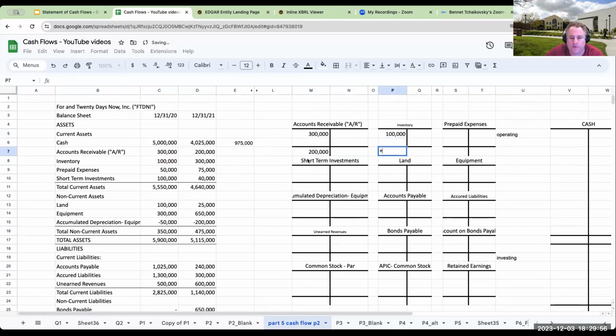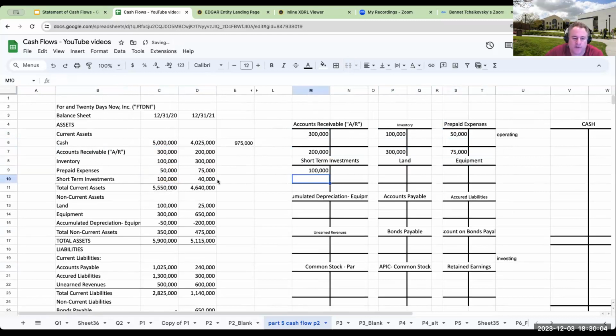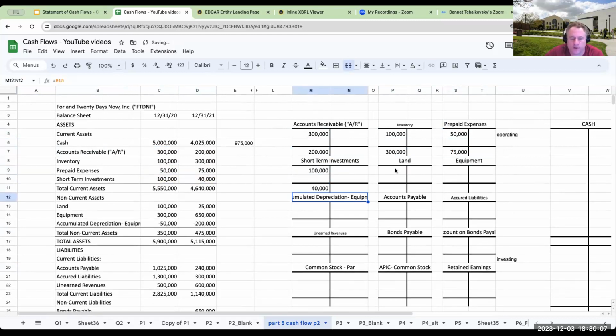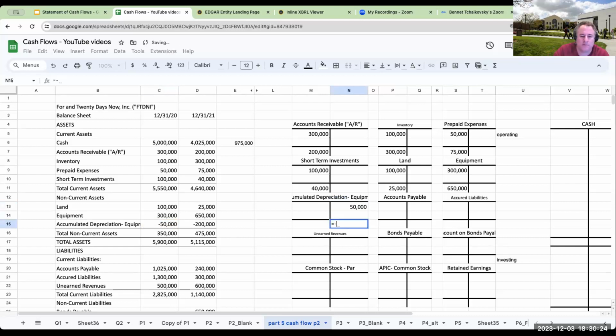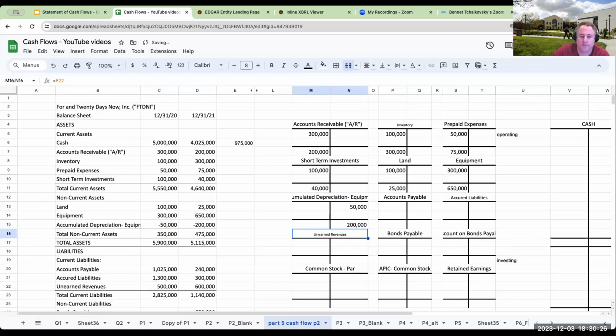Inventory went from 100 to 300. Prepaid expenses went from 50,000 to 75,000. Short-term investments decreased from 100 to 40. Land went from 100 to 25. Equipment went from 300 to 650. Accumulated depreciation, because this has a negative balance, is a contra asset account. Over here, 50, and over here, 200.